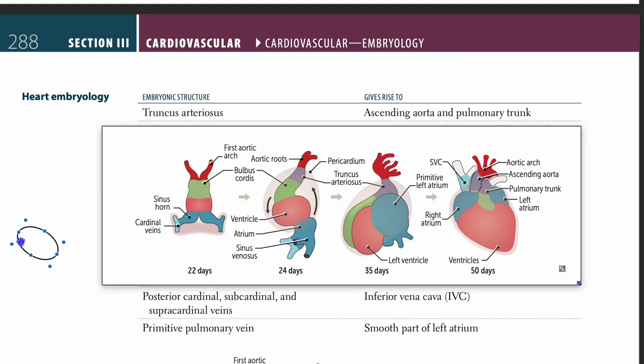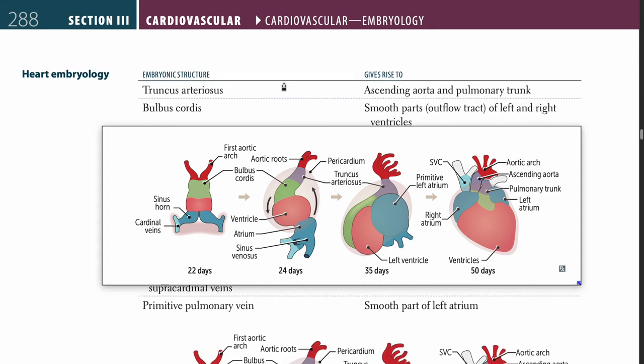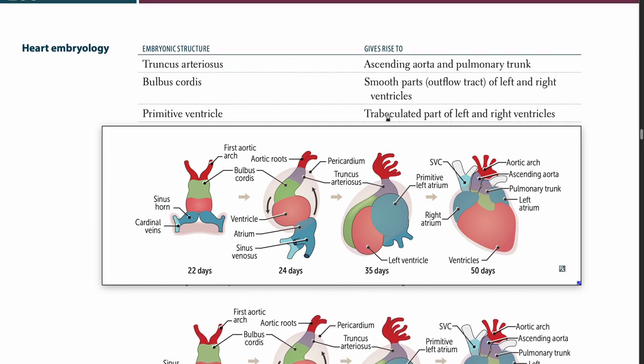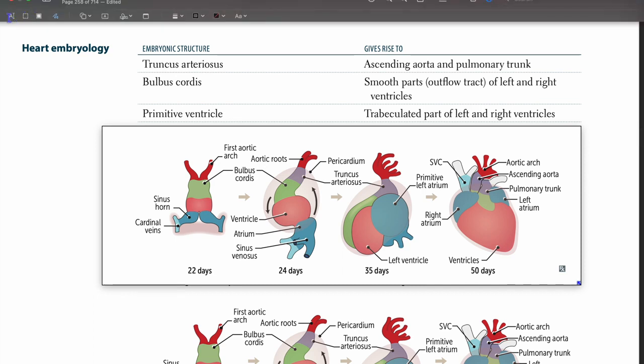So the truncus arteriosus, it's in the name, right? It makes the two trunks, the trunks for the aorta and the pulmonary trunk. Then bulbus cordis. This is the smooth part, outflow tract of left and right ventricles. These are the ventricles, and left and right smooth parts are made by bulbus cordis. Primitive ventricle, that's trabeculated part of the left and right ventricles.